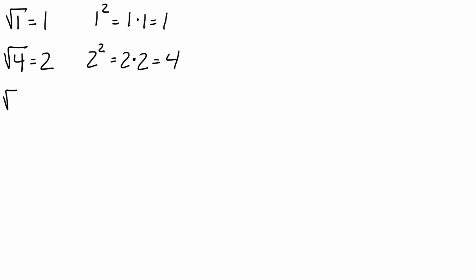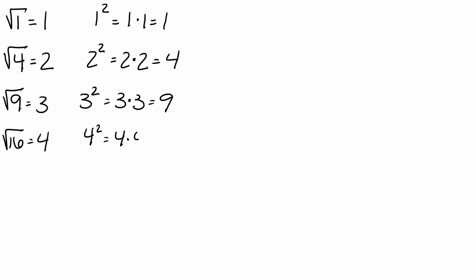The square root of 1 is 1. Because if we worked backwards, 1 squared, 1 times 1 equals 1. The square root of 4 is 2. Because again, 2 squared, 2 times 2 equals 4. Square root of 9 is 3. 3 squared, 3 times 3 is 9. 16 is 4, because 4 times 4 equals 16. Square root of 25 is 5, because 5 times 5 equals 25.